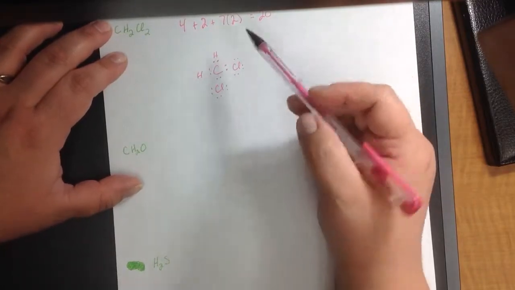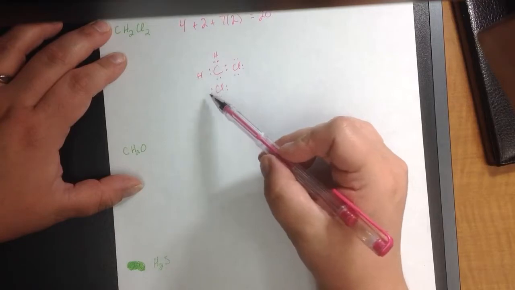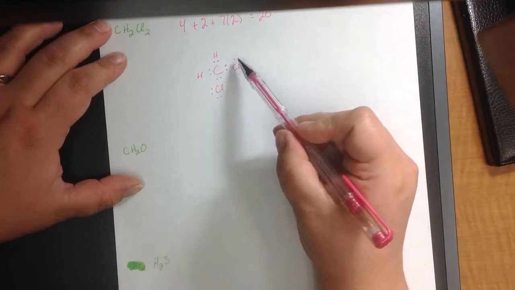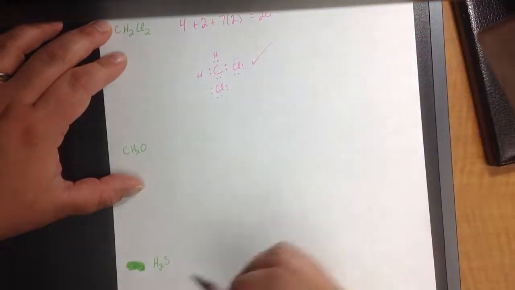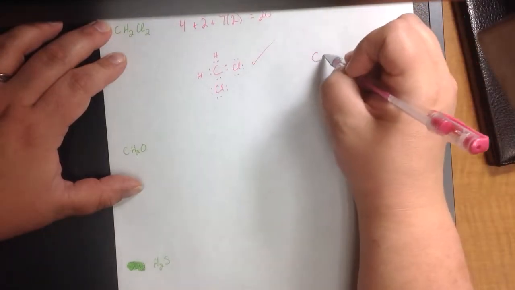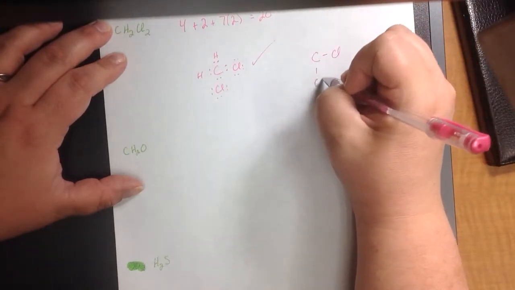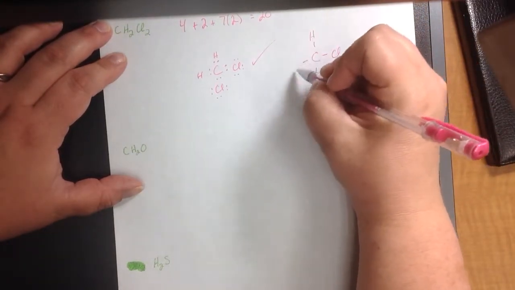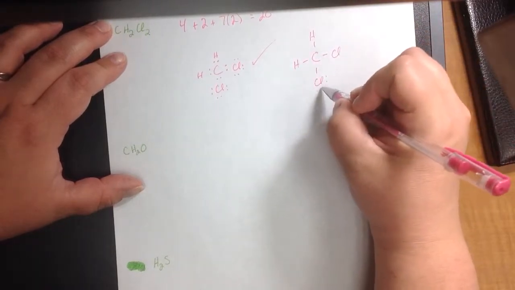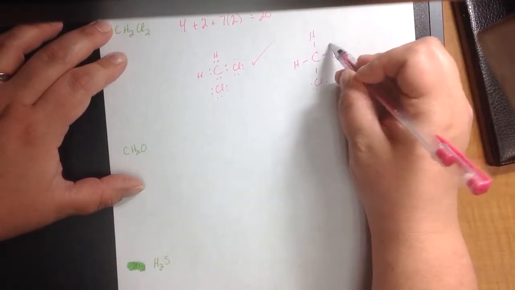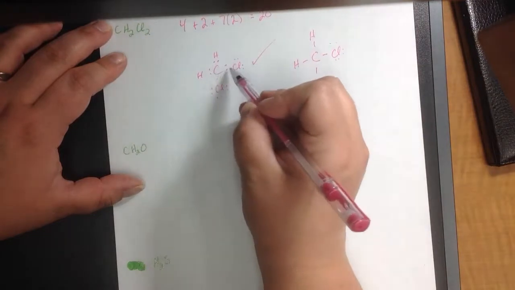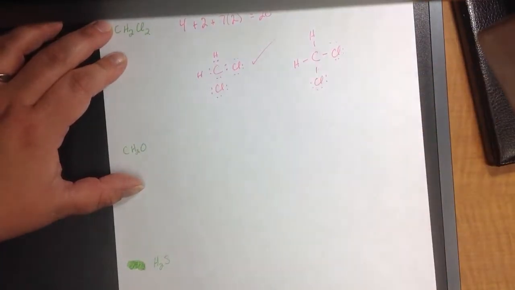Okay, let's count, make sure we get 20. 2, 4, 6, 8, 10, 12, 14, 16, 18, 20. So this is good, check. Okay. Carbon, this is another way to look at it. So each of the 2 electrons that are between these 2 guys is a bond. Okay.